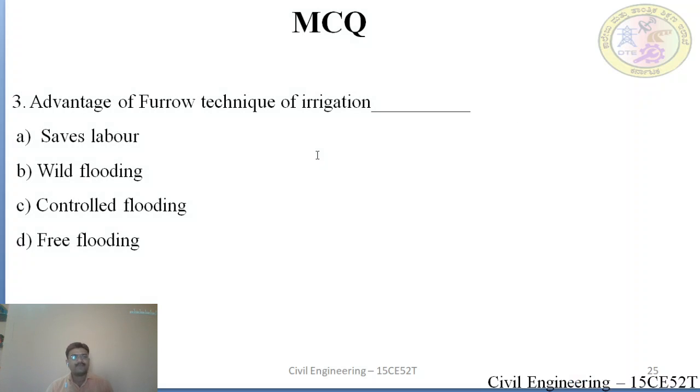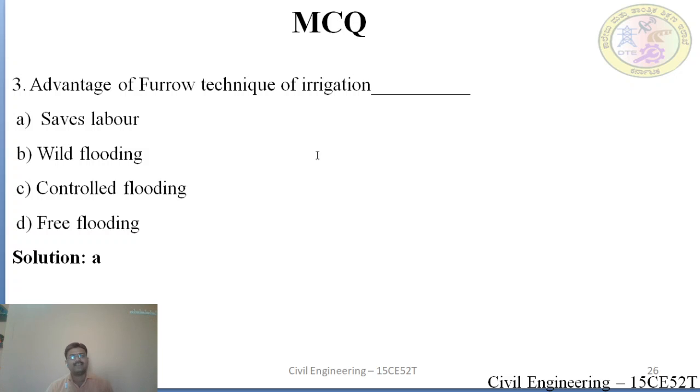Now coming to the next one: advantage of furrow irrigation. There are numerous advantages I explained to you. The options are saves labor, wide flooding, control flooding, free flooding. What is the advantage? It saves labor. By using furrow irrigation technique, you can save labor. In my video I have shown you that only a single laborer was doing the furrow irrigation.